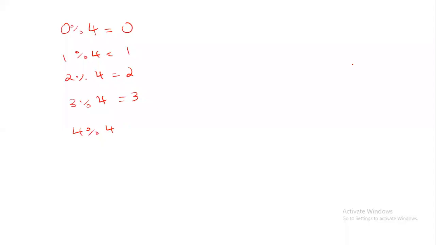4 modulus 4 means 4 by 4 we have to do. Don't say the answer is 1. This is what beginners sometimes do in this problem. 4 modulus 4 is not the same as 4 divided by 4. 4 divided by 4 is 1, but 4 modulus 4 is 0, because there is no remainder when you divide 4 by 4.